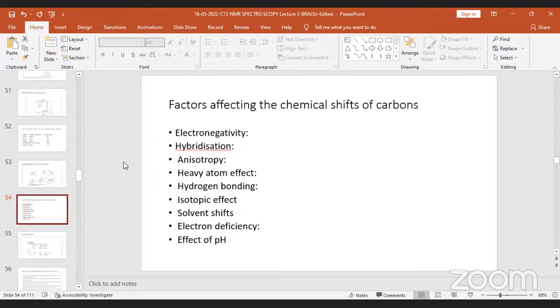So what are the factors that affect the chemical shifts of carbons? Just similar to proton NMR, different factors affect the chemical shifts of various carbons in C13 NMR: electronegativity effects, hybridization, anisotropy, heavy atom effect, hydrogen bonding, isotopic effect, solvent shifts, electron deficiency, and effect of pH. All these factors affect the chemical shift. We will discuss them one by one.